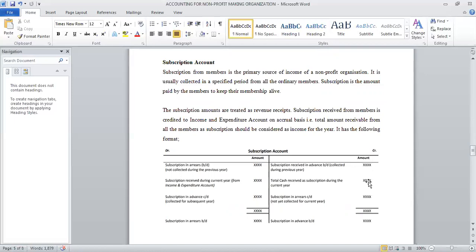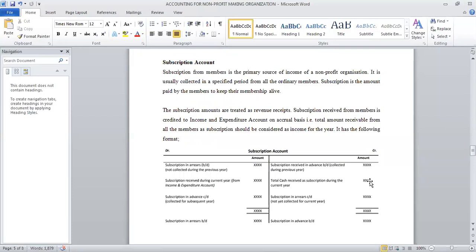Remember, we have talked about the receipt and payment account. The receipt and payment account records all the money received and the money paid. So on the receipt side of the receipt and payment account, which is actually the debit side, you are going to find this figure indicated there. So you pick this figure from there, you put it here. This is the total cash that was received as subscription for this year.